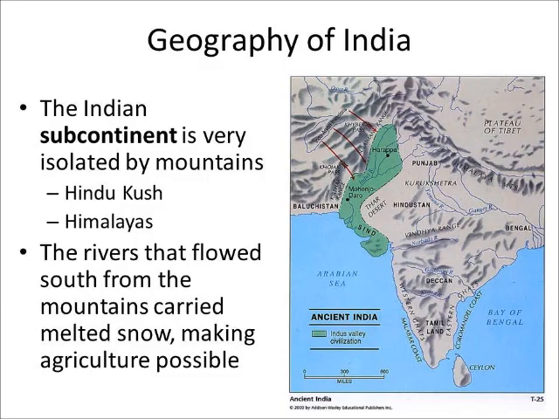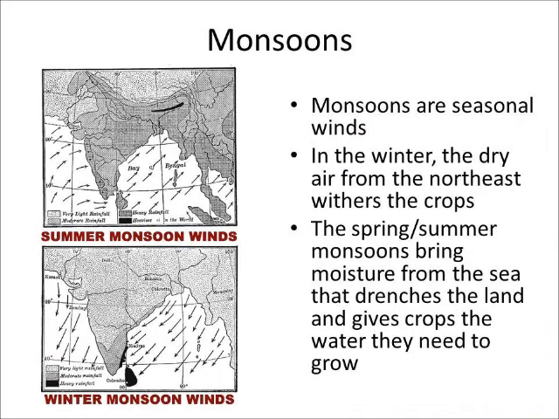There's several very important ones. The Indus River is one, the Ganges River or the Ganga River, and also the Brahmaputra River. And those rivers carried melted snowfall down from the mountains into the more low-lying areas, which is what made agriculture possible. Now, probably the most important aspect of Indian geography has to do with the weather, and that's the monsoons.